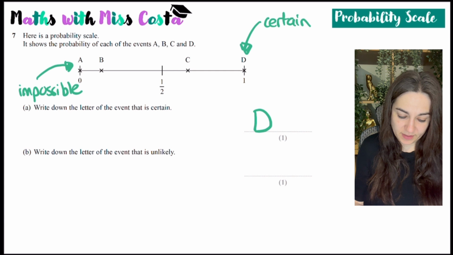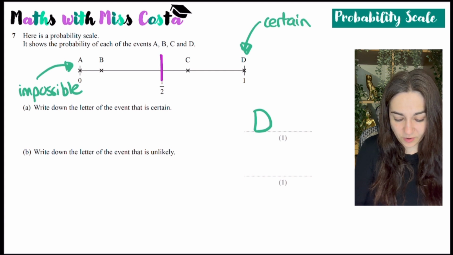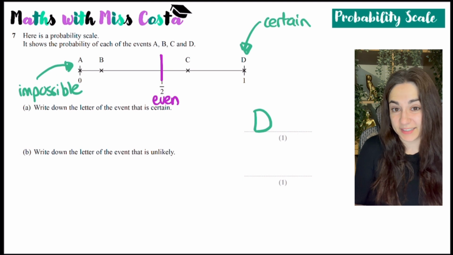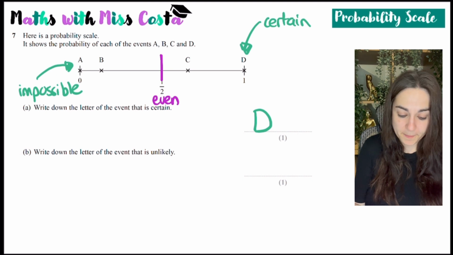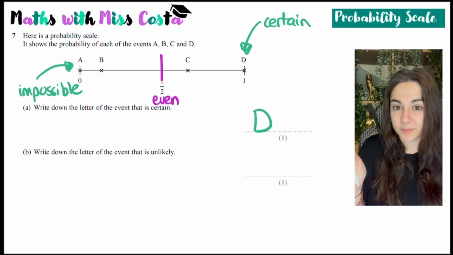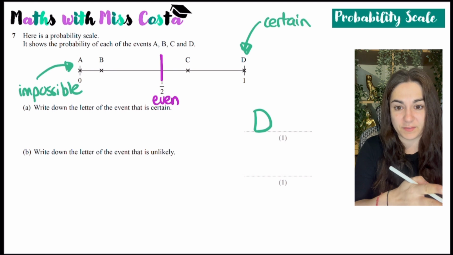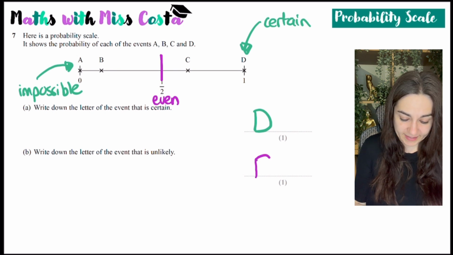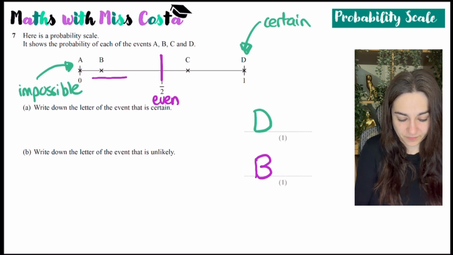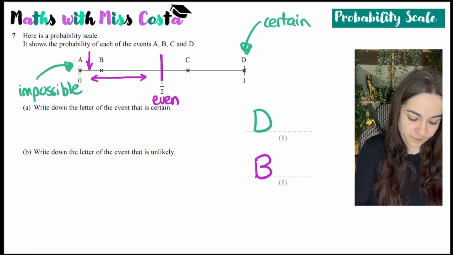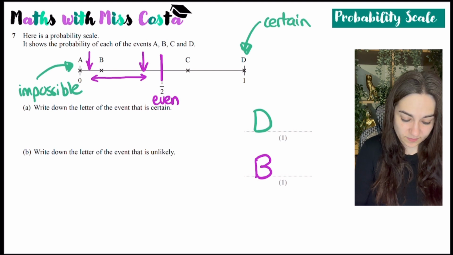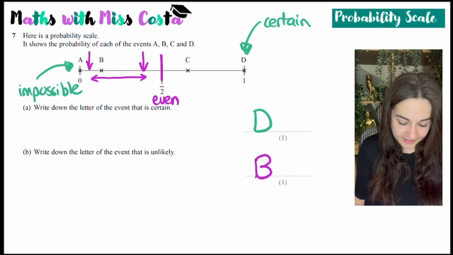And write down the letter of the event that is unlikely. So halfway through my probability scale is where the chances of something happening are even, 50-50. So therefore, in between impossible and a 50-50 chance is unlikely. So that would be B. Anywhere in this region is unlikely. Further this way is very unlikely. Further this way is slightly unlikely.